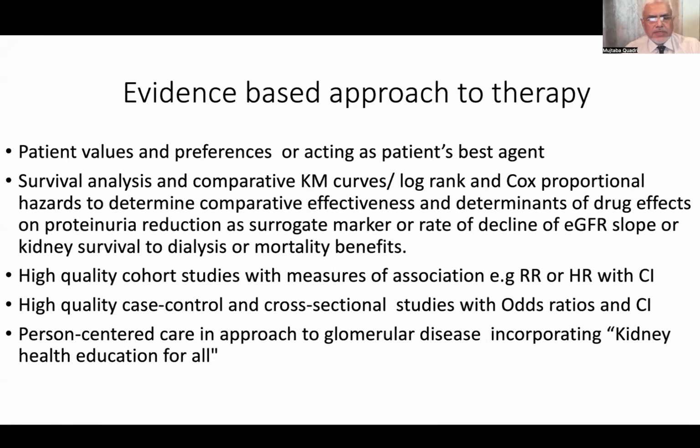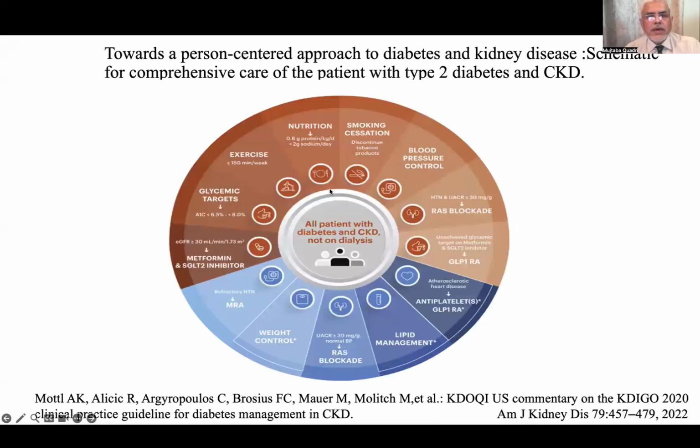And patient values and preferences, or to act as a patient's best agent, is important, especially when making biopsy or therapeutic decisions in our parts of the world. And one should have a person-centered approach incorporating kidney health education for all. For instance, in this diabetic CKD patient with diabetic nephropathy: from nutrition to smoking cessation, blood pressure control, RAS blockade, GLP-1RA, lipid management, weight control, MRAs, metformin, glycemic targets of less than 8%, or exercise of 150 minutes per week. They're all extremely important for patients who have not gone on dialysis yet.